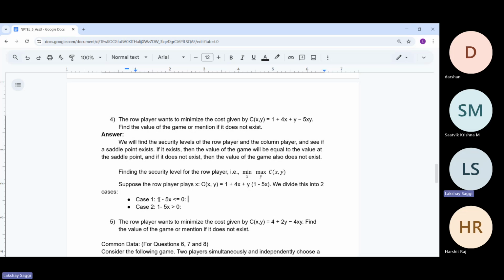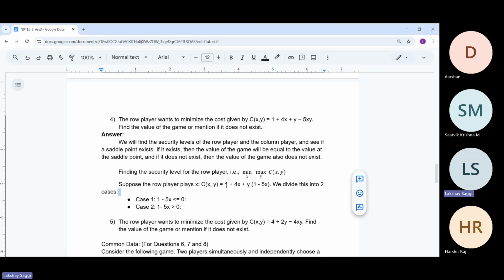So suppose case one was 1 minus 5x is less than or equal to 0. In this case, if y wants to maximize this quantity, 1 plus 4x plus y times (1 minus 5x). Okay, so Satvik just calculated payoffs. That's good, Satvik. Good job. And for calculating payoffs, you would have used the same ideas I'm discussing, right? Making cases and seeing what will be better.